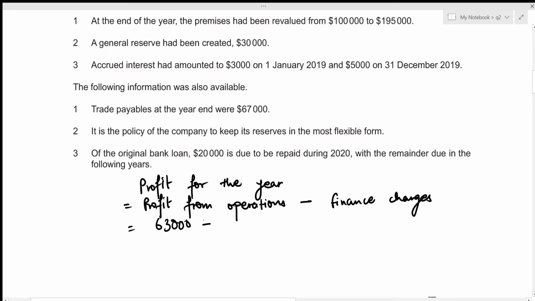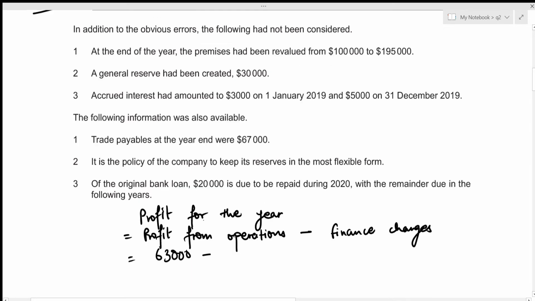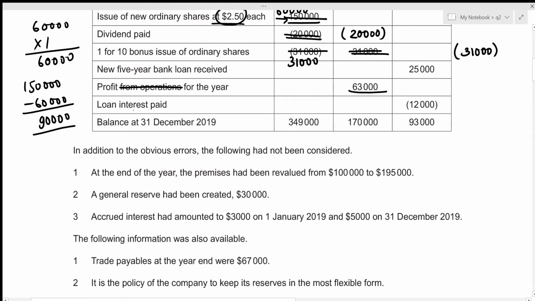And finance charges are basically the interest charges, right? So let's have a look above. We can see that loan interest paid was 12,000. Okay, then let's have a look at our additional information. We're told that premises had been revalued and a general reserve had been created. Okay, that has nothing to do with our finance charges.